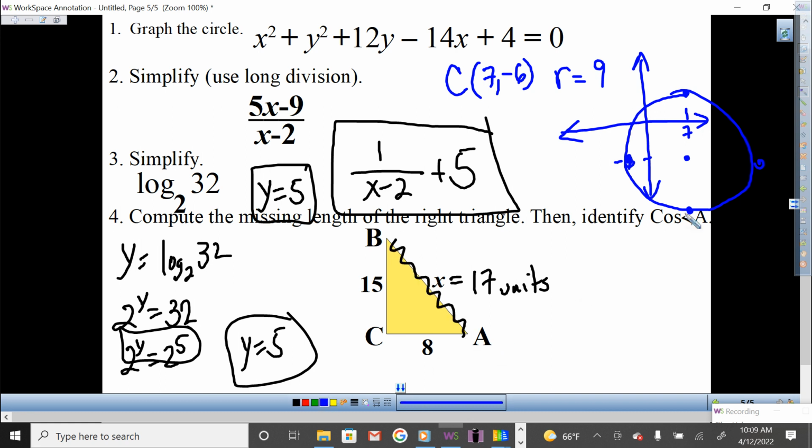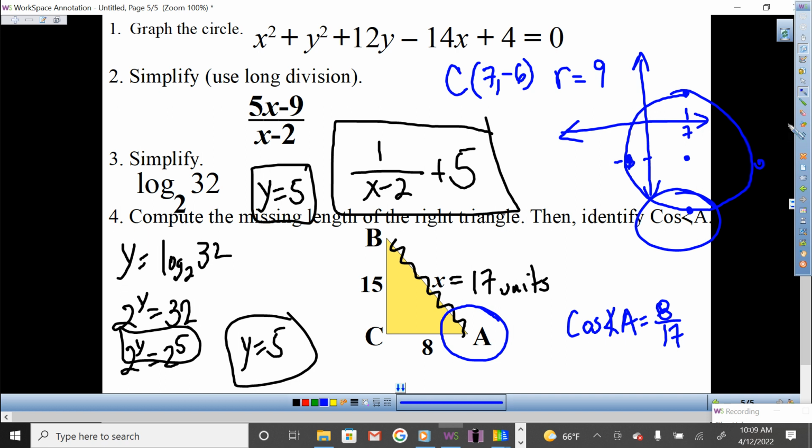So now we want cosine angle A. Pass someone. Cosine angle A. Sebastian. 15 over what? 15 over 17. Okay, so we're looking at cosine. Cosine is adjacent over hypotenuse. Adjacent meaning right. 8 over 17. Hands if you got that. That is correct. All right, copy the agenda for today.